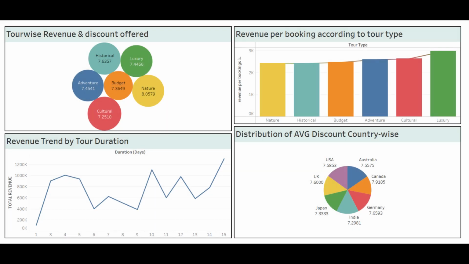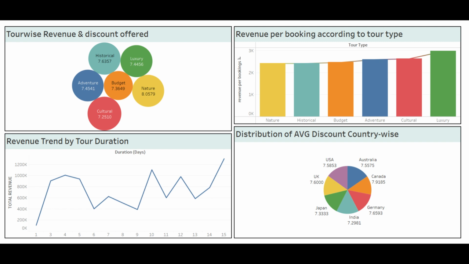In the next dashboard we have made the line chart, bar chart and Pareto chart, where the first thing is about the tour-wise revenue and discount offered. So what kind of discount they are offering according to the tour type, here we can get it. In the next we are getting the revenue per booking according to the tour type.